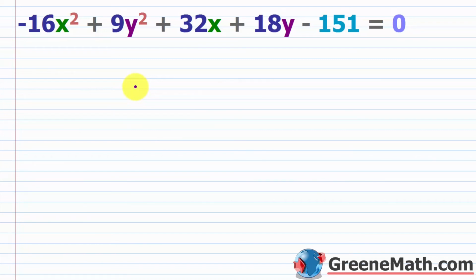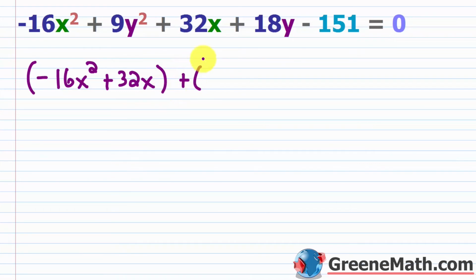And so let's blow through this real quick. We already know how to do this. We're going to group our x terms together. So negative 16x squared plus my 32x, and then plus 9y squared plus 18y. And then I'm going to add this 151 to each side so that it cancels over here and goes over here. So equals 151, okay?